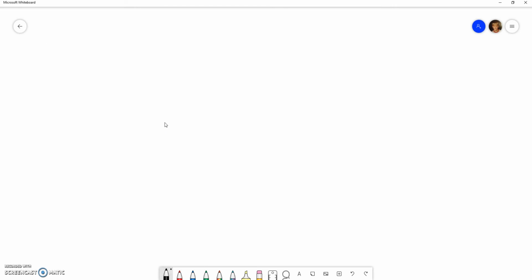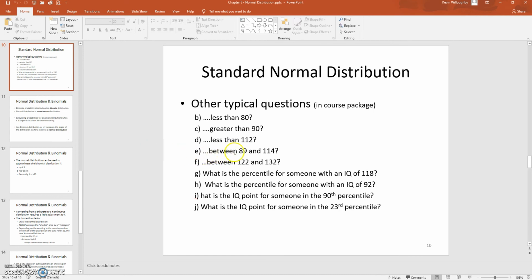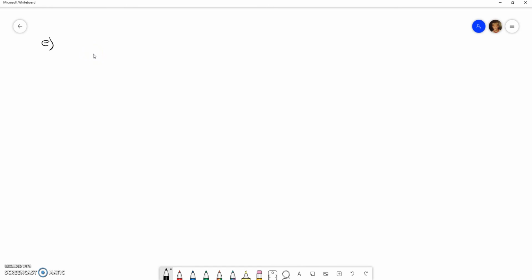From our PowerPoint, E is a little different. E basically says between 89 and 114. Okay, I'm going to draw this out first because this is a different type of process. So basically, between 89 and 114. So what's the probability of randomly selecting an individual who has an IQ between 89 and 114?